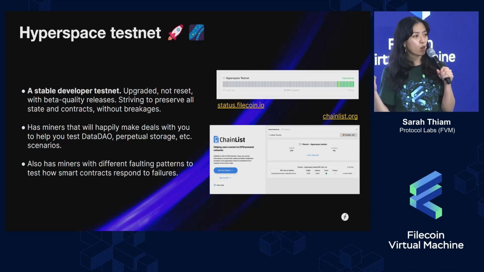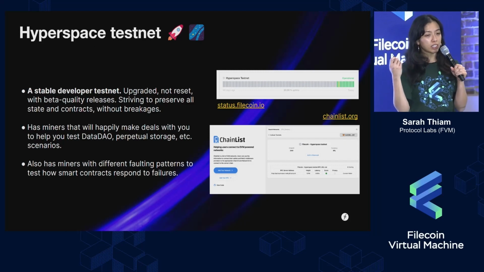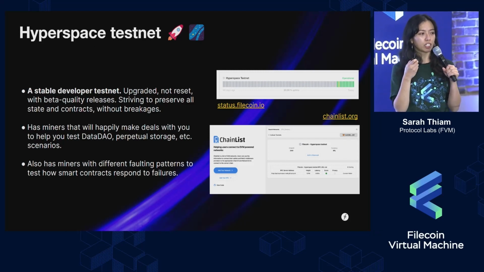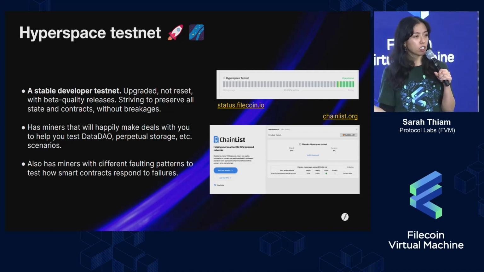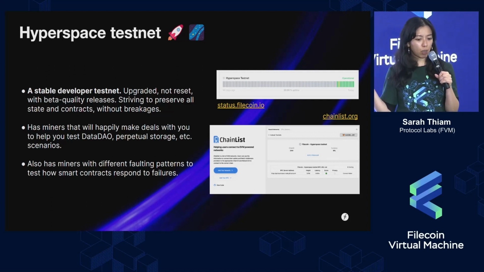So if you want to try your applications, definitely head to the Hyperspace testnet and try it out. We have mock miners over there that will make deals with you. So you don't actually have to test it in the mainnet and wonder, did my deal proposal go to the storage provider, and does my application work? If you test it over here, the deals will be made automatically and your application can be tested from there.